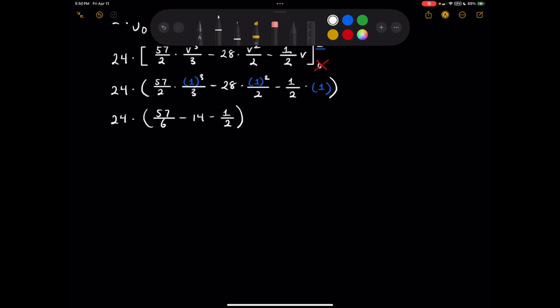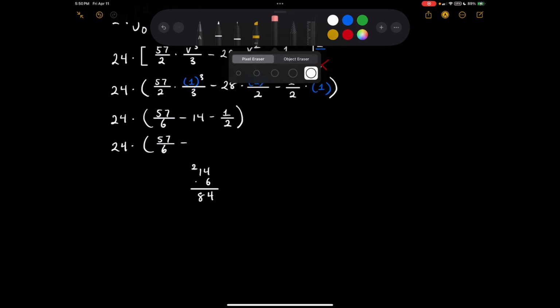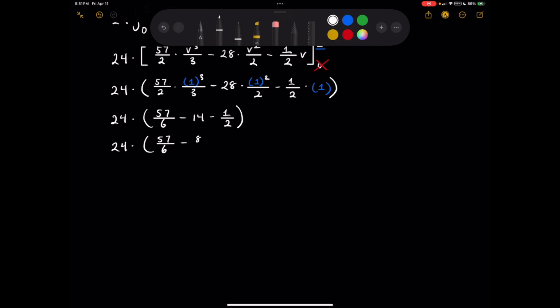So let's give everything a common denominator. So 24 times 57 over 6 minus, so 14 times 6, just some side work here, that's 84. So 84 over 6. And then 1/2 over 6 is just going to be 3 over 6. Okay, so now we can just subtract them. So 57 minus 84.